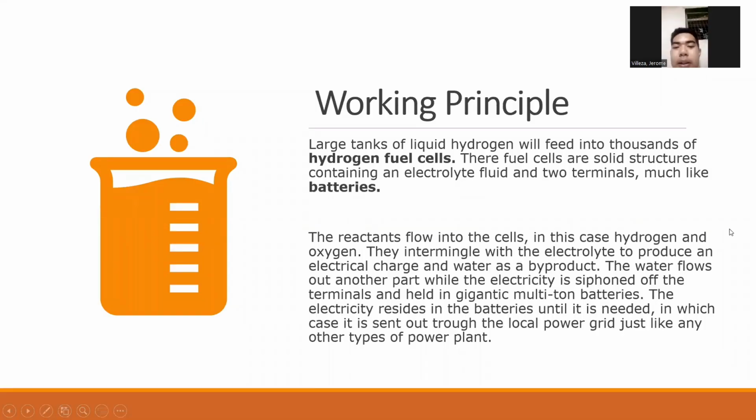So working principle. Basically yung hydrogen power plant daw is like a battery. Large tanks of liquid hydrogen go feed into thousands of hydrogen fuel cells. And these fuel cells are solid structures containing an electrolyte fluid and two terminals. Then the reactants flow into the cell, in this case hydrogen and oxygen. They intermingle with the electrolyte to produce an electrical charge and water as a byproduct.